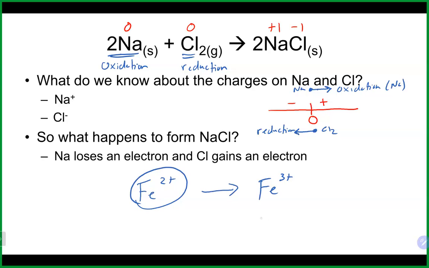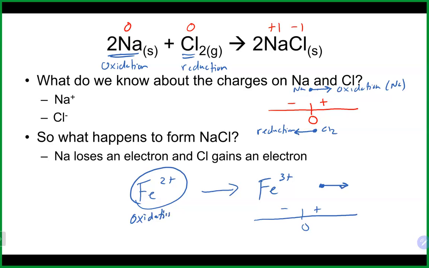So let us see. We'll take a look at our number line here. It is starting at +2 on the left-hand side, which would be around here, right? And it's ending at +3, which is going in this direction, right? Becoming more positive. So this guy is actually going through oxidation.